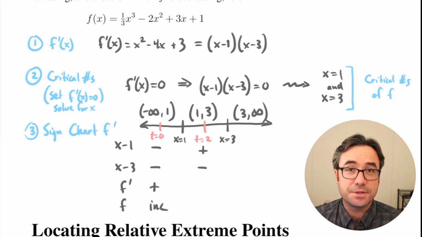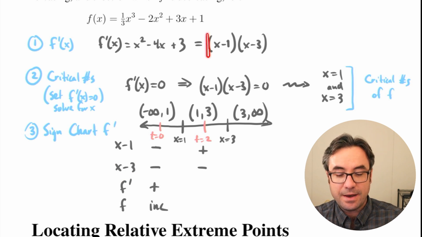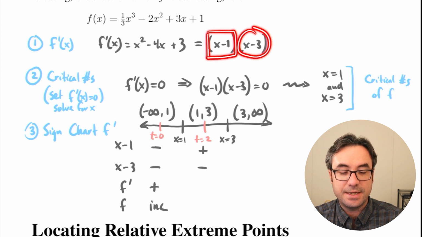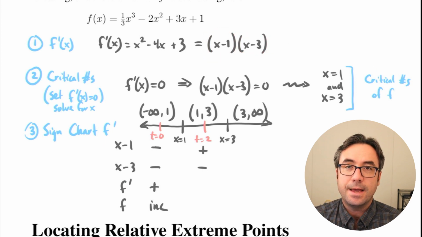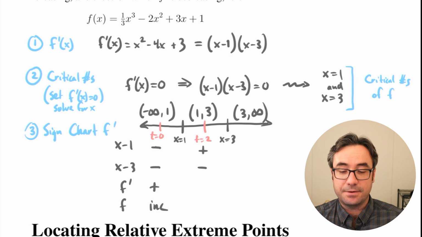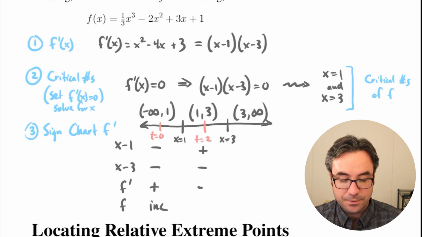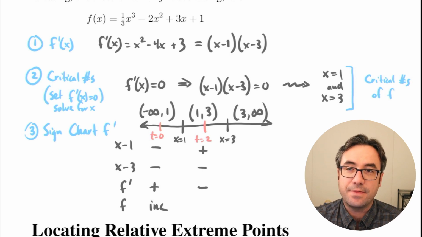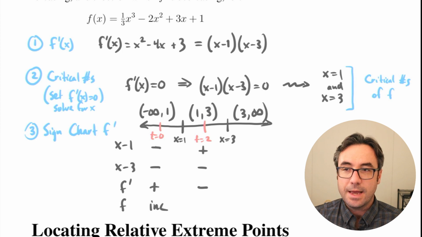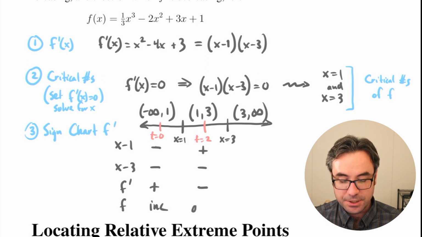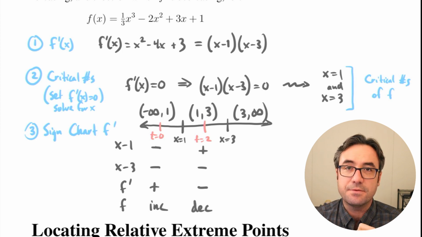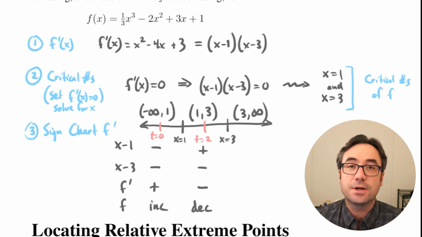So what we have for this middle interval is a positive number times a negative number, and that gives us a negative. So f prime is going to be negative on that middle interval. And what that means for the original function is whenever f prime is negative, the original function is going to be decreasing.